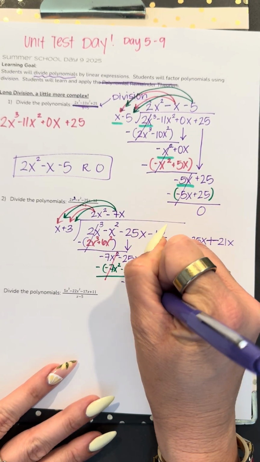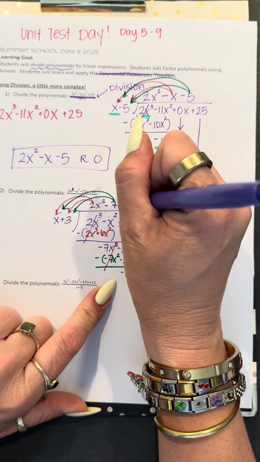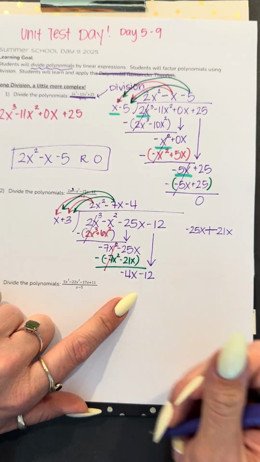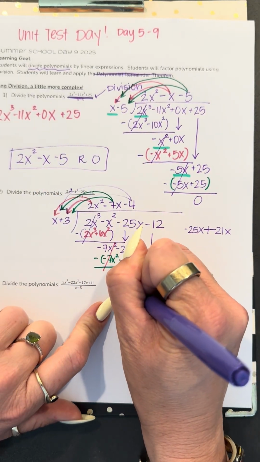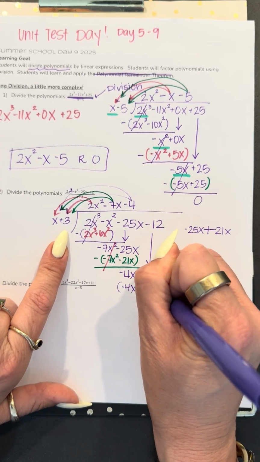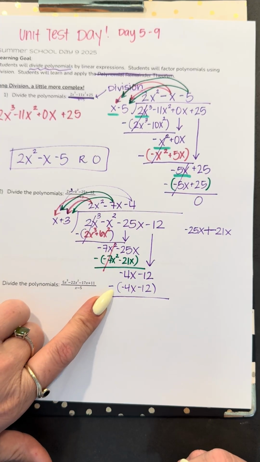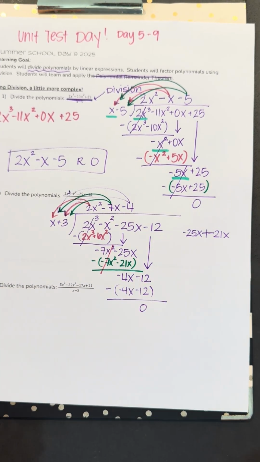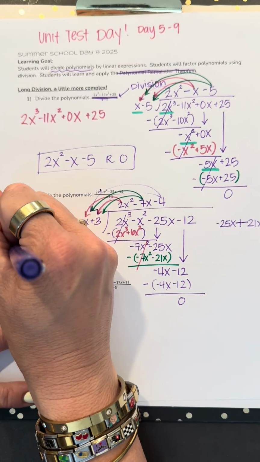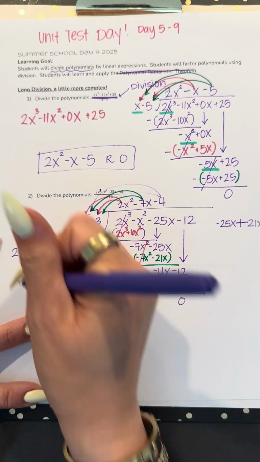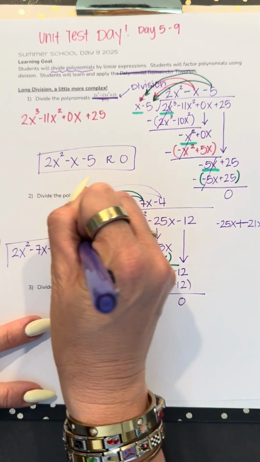I drop down that negative 12. Now I'm focusing here, x times what is negative 4x, and that would be negative 4. So distributing this to everything in front, that leaves me with negative 4x minus 12. Subtract all that. When it's identical on top and bottom, same this minus its same identical twin, everything cancels out. So my answer over here is up top. I get 2x squared minus 7x minus 4, remainder of 0.